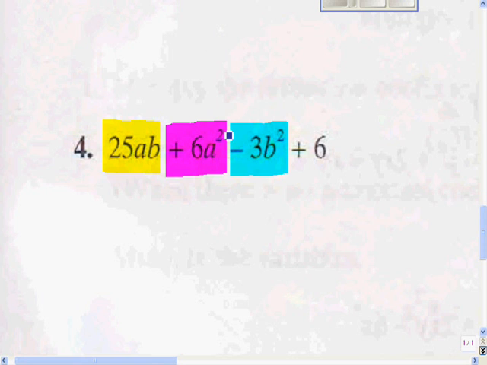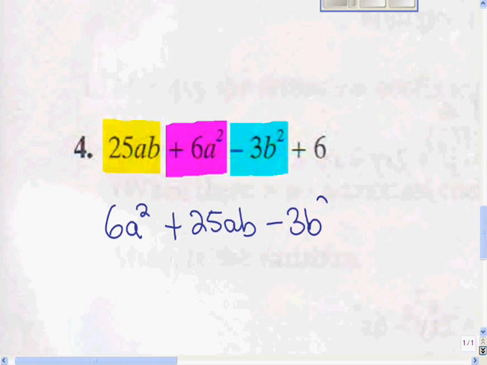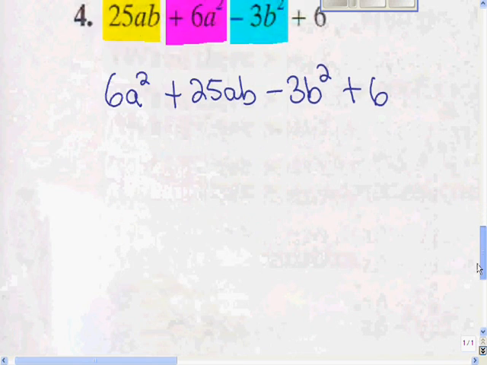Okay, the A goes first, so I'm going to put 6a squared first. Then AB, positive 25AB. And then the next term is negative 3b squared because B comes after A. And then always last is the number by itself. Okay.